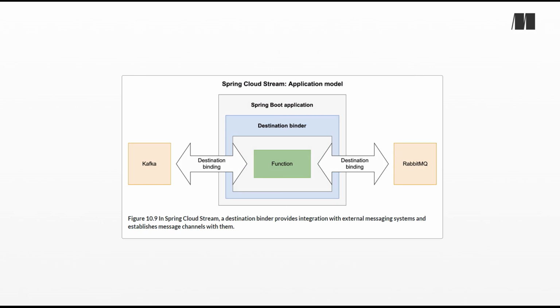The core of your application, the business logic, is not aware of the external messaging system. Destination binders are responsible for letting the application communicate with the external message brokers, including any vendor-specific concerns. The bindings are auto-configured by the framework, but you can still provide your own configuration to adapt them to your needs, as we'll do for Dispatcher Service. Figure 10.9 shows a model of a Spring Boot application using Spring Cloud Stream. Figure 10.9. In Spring Cloud Stream, a destination binder provides integration with external messaging systems and establishes message channels with them.